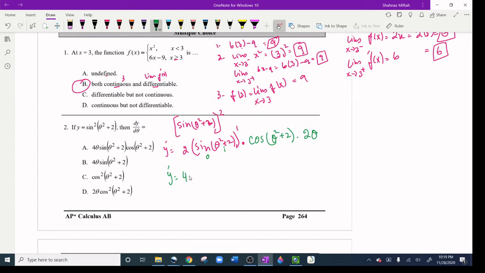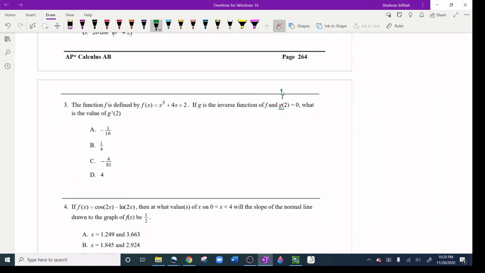Question number 3, the function f is defined by this. If g is the inverse function of f and g of 2 is equal 0, what is the value of g prime of 2? So what is this g? That's inverse. Okay, that's inverse function. Instead of f inverse of x, we're going to just write down g of x because they are the same. This is x, that's a y value. What is the value of g prime of 2?